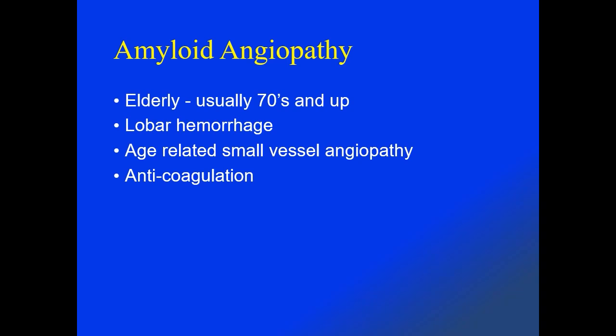As noted earlier, amyloid angiopathy can lead to hemorrhage commonly in the elderly patients. They tend to be more lobar in location, meaning more within the frontal lobes or parietal lobes, and peripherally in location, as opposed to basal ganglia or thalamic hemorrhages or pontine hemorrhages, which are seen with hypertensive hemorrhage. And they are due to age-related small vessel angiopathy, and many of these patients are often on anticoagulation therapy, and that also puts them at a higher risk for developing acute hemorrhages.